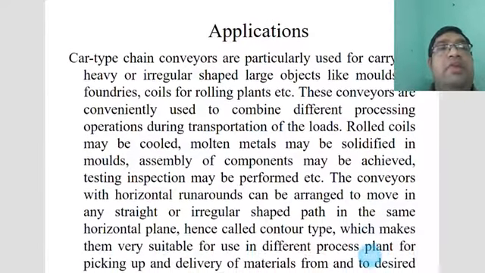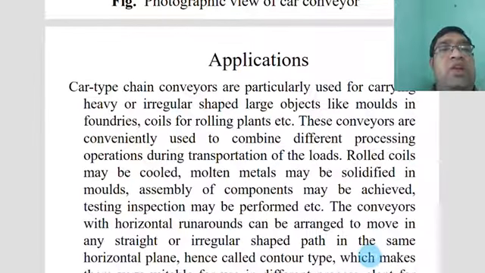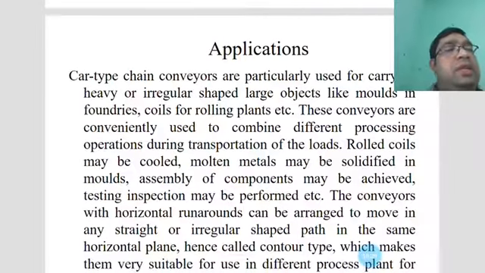Car type chain conveyors are particularly used for carrying heavy or irregularly shaped large objects like molds in foundries. I previously discussed which types of materials are transferred by the car type conveyor. Basically in a hazardous environment, no man will be standing at that point, and there will be no manual loading procedures at that point. Then this type of material will be transferred by car type chain conveyors.